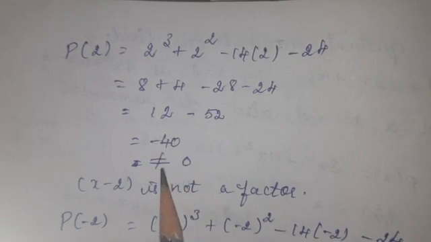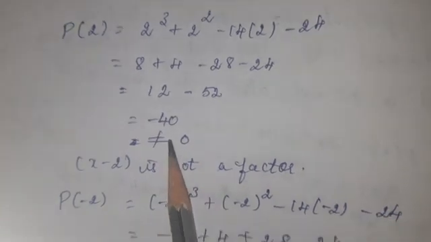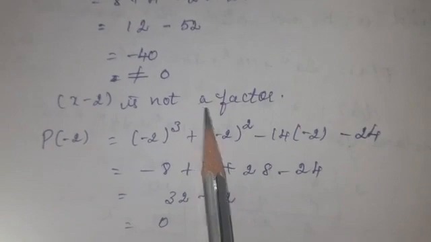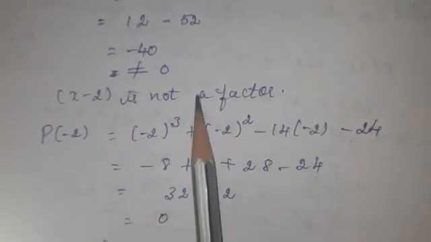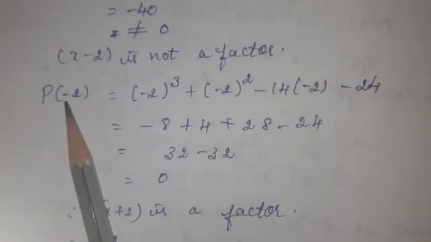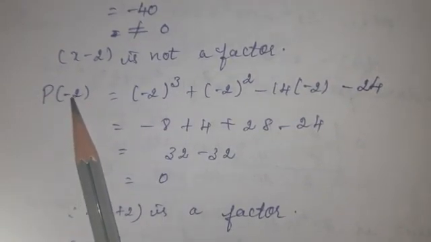Then the answer is not equal to 0. If you are getting 0, it means x minus 2 is a factor. Here you are getting a number. So therefore, x minus 2 is not a factor. Next step, I am substituting minus 2 in x place in P of x.